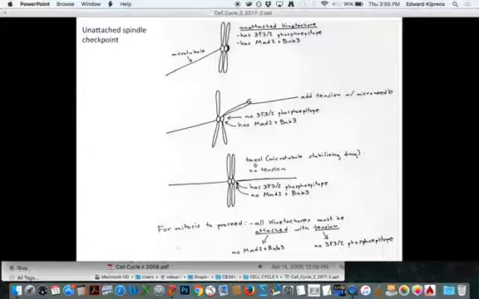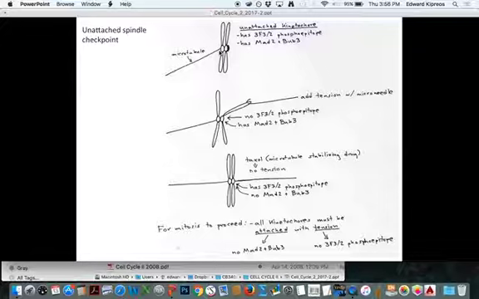Otherwise, let me put it this way. If it's redundant, evolutionarily, you would only need one or the other of these mechanisms. You wouldn't need both. But there's a situation where you have the kinetochores, which is where they attach, and you've got microtubules on both of them, but there's no tension.